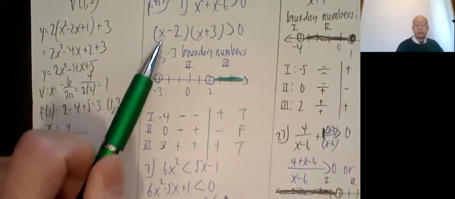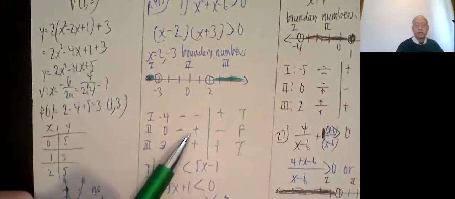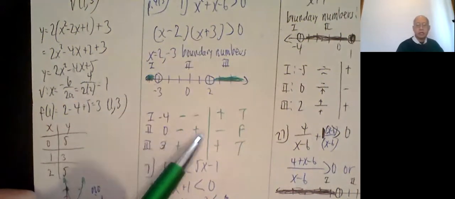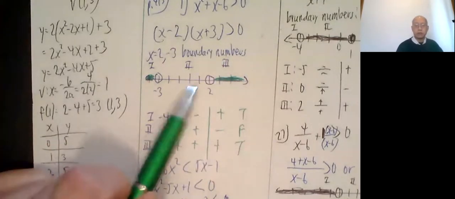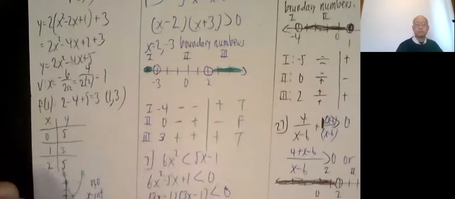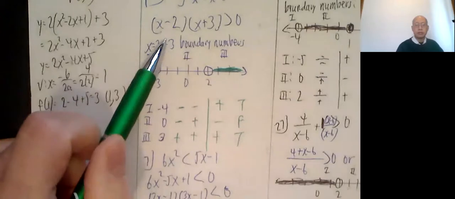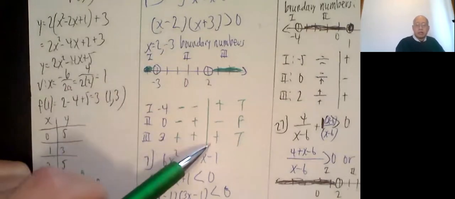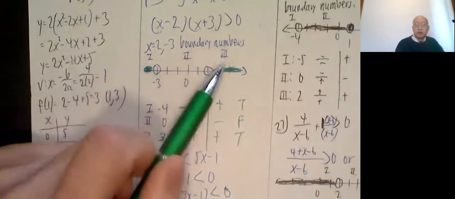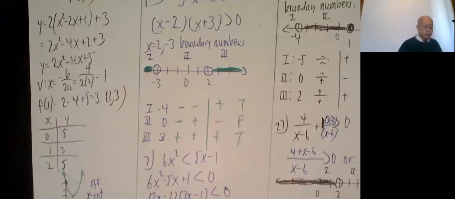Try 0. 0 minus 2, negative. 0 plus 3, positive. Negative times a positive is negative. Is a negative number greater than 0? No, that's false, so I don't shade in region 2. Region 3, the number 3. 3 minus 2 is positive. 3 plus 3 is positive. Positive times positive is positive. Is a positive greater than 0? Yes, that's true. So I shade that region. So that's the basic idea behind all these problems.